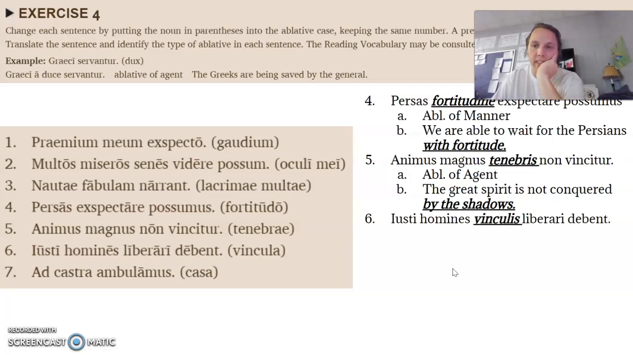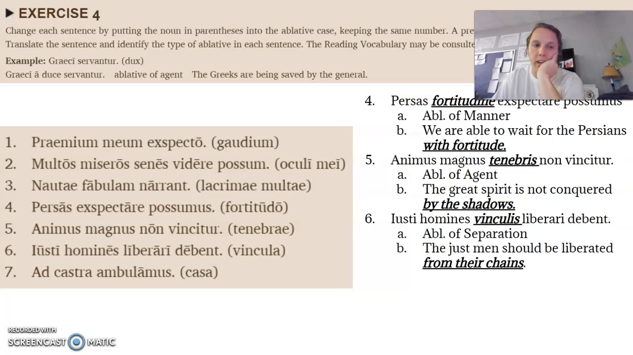All right, number 6. Justi homines vinculis liberare debent. That's an ablative of separation. The just men should be liberated from their chains. And then here's ad astra ambulamus real quick.